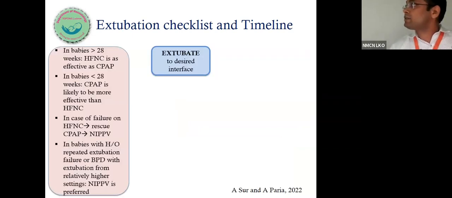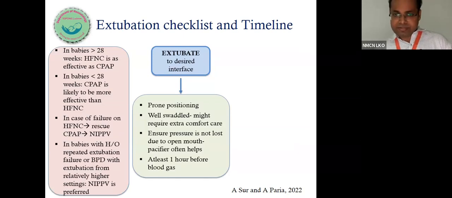So once you have decided to extubate the child, if the baby is more than 28 weeks of gestation, these babies can be extubated to HFNC or CPAP. Neither mode has a benefit over the other. In babies less than 28 weeks of gestation, CPAP is the preferred mode. And in those babies who have required ventilation for a prolonged duration, NIPPV can be given.